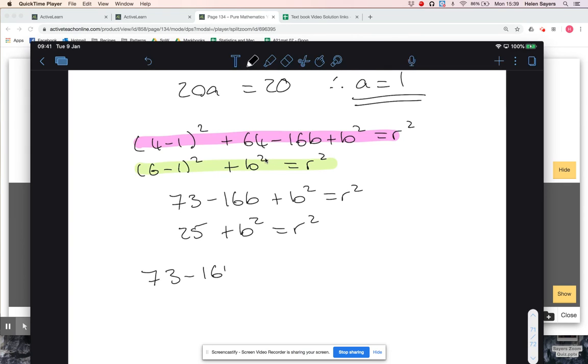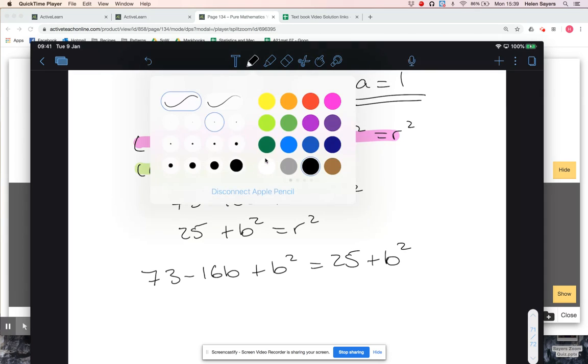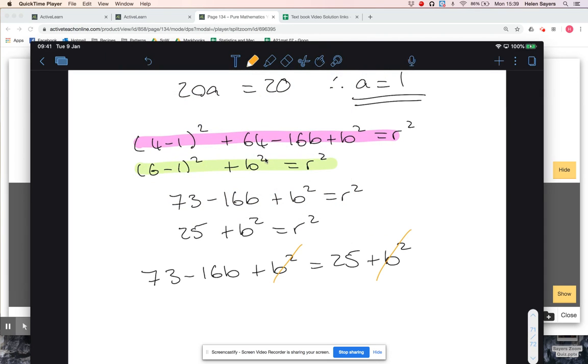So if I do the same thing again, they both equal r squared. So if I put them equal to each other, again, I don't even need to solve a quadratic because the b squareds will cancel. So I'm going to add the 16b over to the right-hand side. I'm going to minus the 25 and get b is 3.